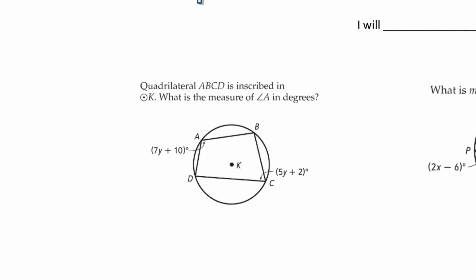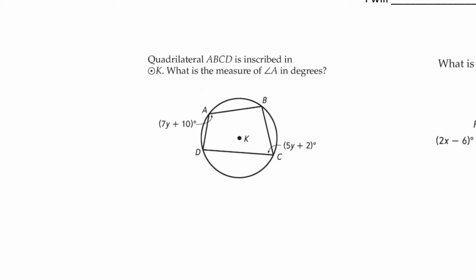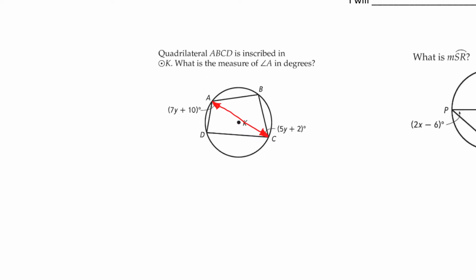Okay, so I want to warm up real quick. When you inscribe a quadrilateral in a circle, what happens to the opposite angles here? They're supplementary. Good. They add up to 180, right?